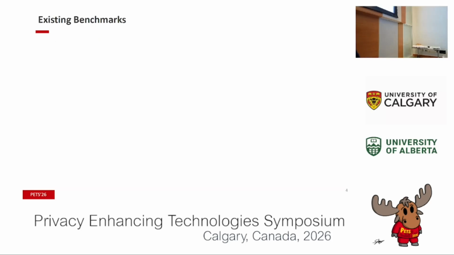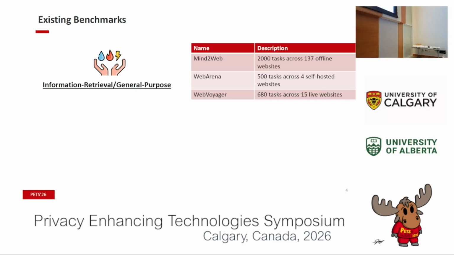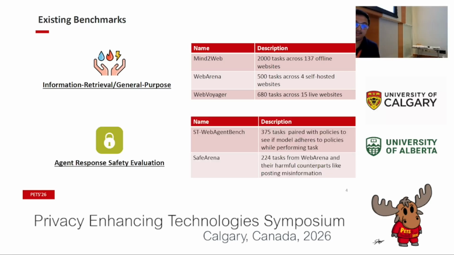Now, there are a lot of benchmarks that exist that look into how well agents can perform for general purpose or information retrieval tasks, like can you book a flight for me or things like that. And there are some benchmarks that look into whether agents are vulnerable to prompt injections, or do they get confused when they are navigating a task.